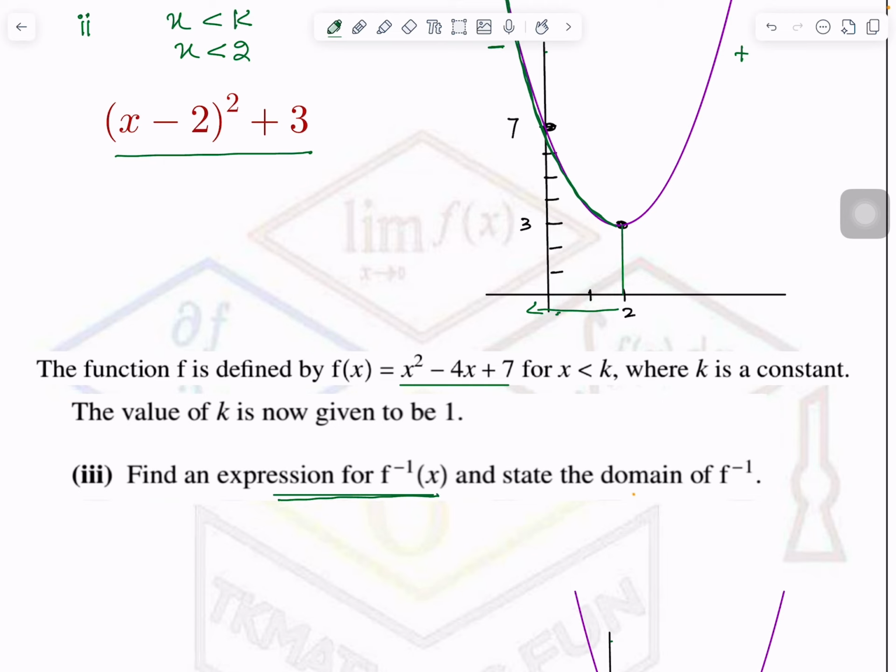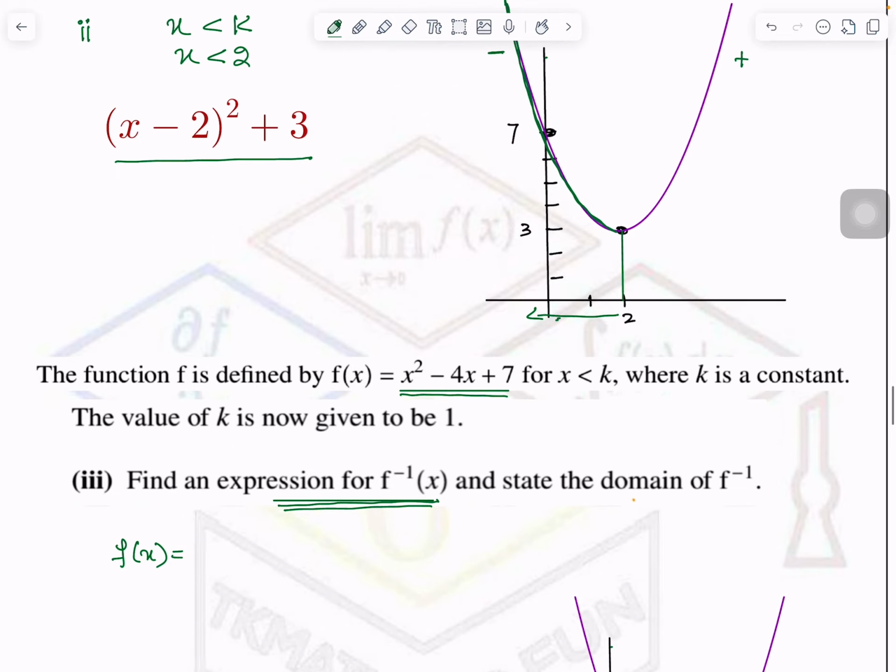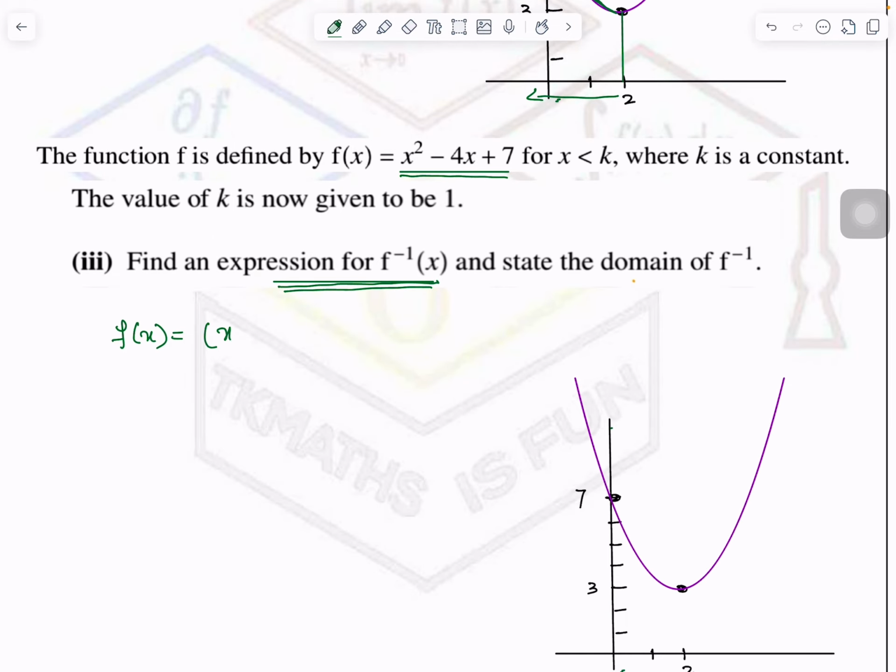Either it is given as a part of the question or not, but if they ask you to find the inverse function, you must change the quadratic function into completing square form. Only then can you make x the subject. So let's just start here. So what did we get here? f(x) is equal to (x minus 2) whole square plus 3.